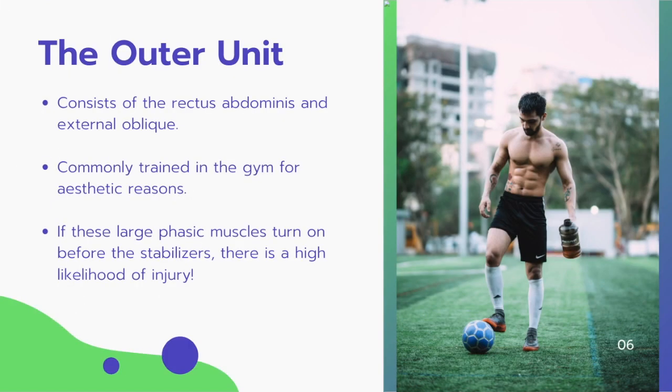The outer unit is very important for generating force in lifting and throwing implements. It cannot exist without the inner unit and vice versa. Cadaver dissections have shown that the rectus abdominis and external oblique have the capacity to generate force over the widest range of lengths compared to the other abdominal muscles. Training the outer unit without the inner unit creates a high likelihood for injury.